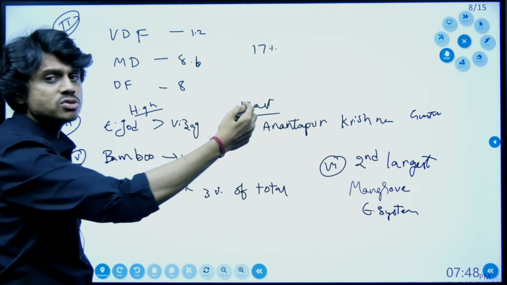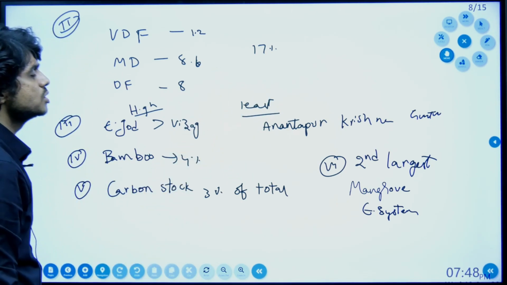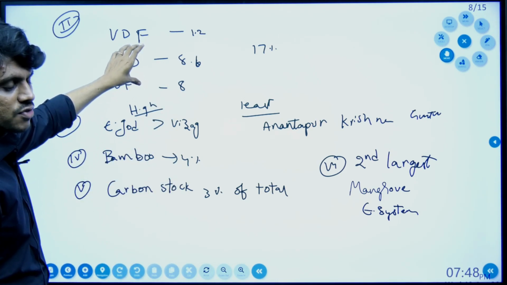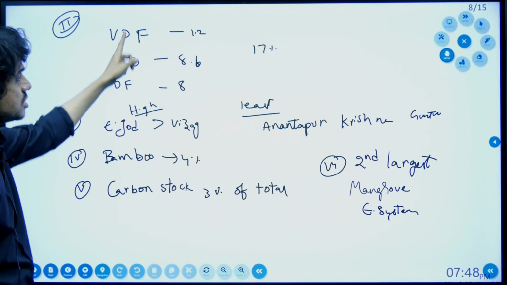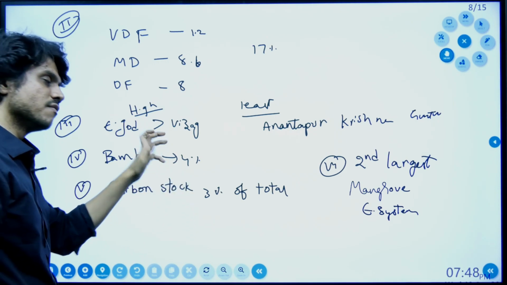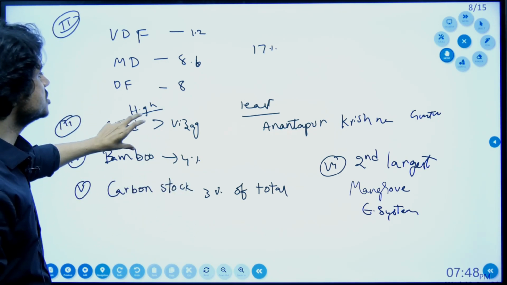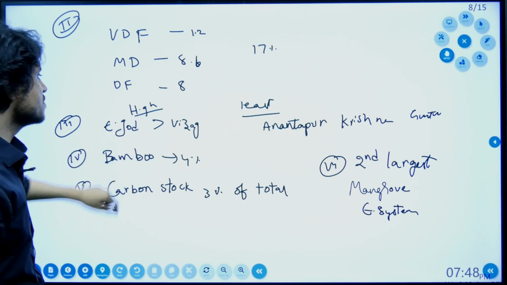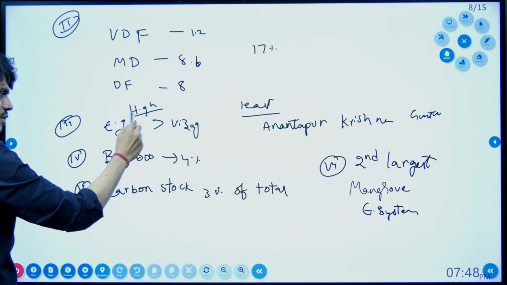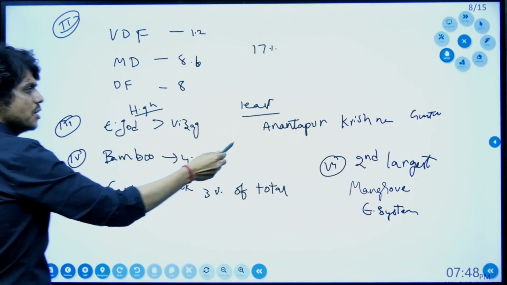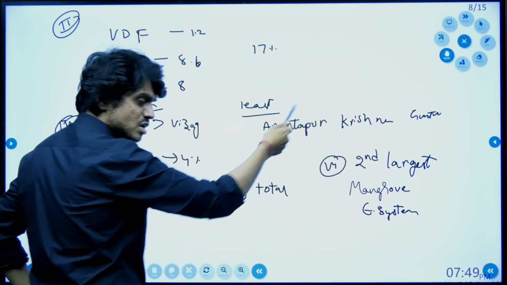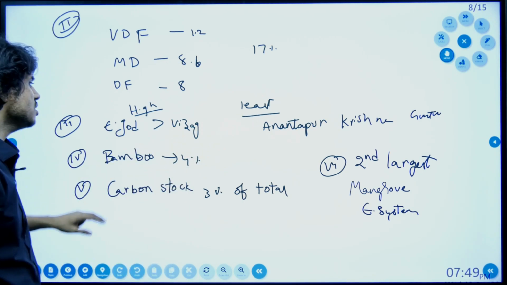When you include the tree cover also, then the forest and tree cover together increase to more than 21%. Recently the Forest Survey of India has highlighted that forest cover in Andhra Pradesh is increasing. So that's the reason the initiatives taken by the Andhra Pradesh government are very important. Then you have to also give the spatial distribution of the forest cover. East Godavari region has the highest amount of vegetation because rainfall here in East Godavari and Vizag regions is very good. The least forest cover is found in the Anantapur, Krishna and Guntur regions because they fall in the rain shadow regions of the Western Ghats.